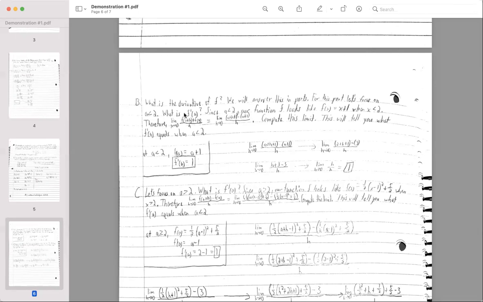What is f prime a, or the derivative of f? Since a is less than 2, our function f looks like f of x equals x plus 1 when x is less than 2. Therefore, the limit as h approaches 0 of f of a plus h minus f of a over h equals the limit as h approaches 0 of a plus h plus 1 minus a plus 1 all over h. So compute this limit, and this will tell you what f prime a equals when a is less than 2.